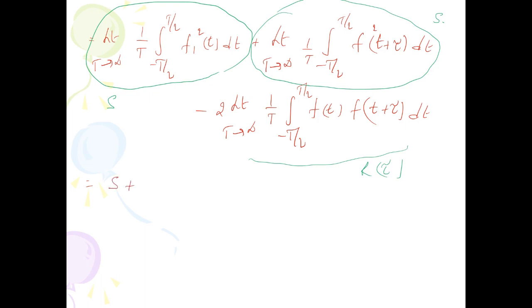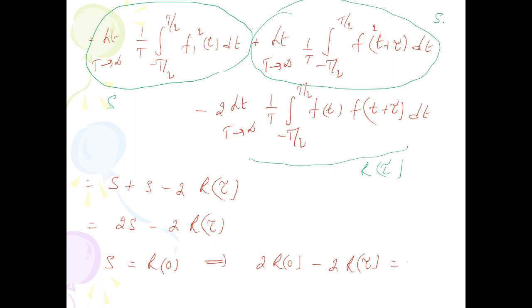And this is equal to S plus S minus 2 into R of tau, which is equal to 2S minus 2 into R of tau. So from property 1, the power of the autocorrelation function S is equal to R of 0. Hence, what we can say is that 2 into R of 0 minus 2 into R of tau is equal to I. Since this integral is always positive, as it is the integral of a square function, and this squared integral part is always greater than 0, I should be greater than or equal to 0.